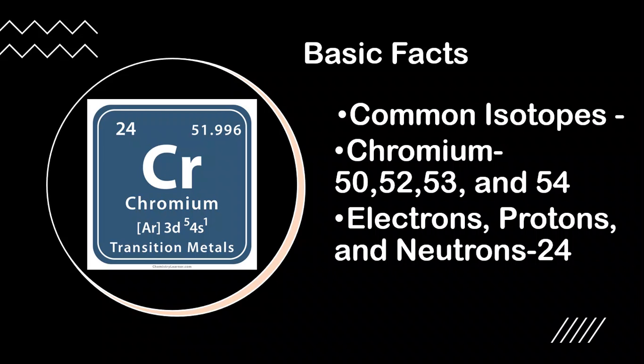The common isotopes of chromium are chromium 50, chromium 52, chromium 53, and chromium 54. Chromium has 24 electrons, protons, and neutrons. Chromium has an atomic number of 24 and an atomic mass of 52.